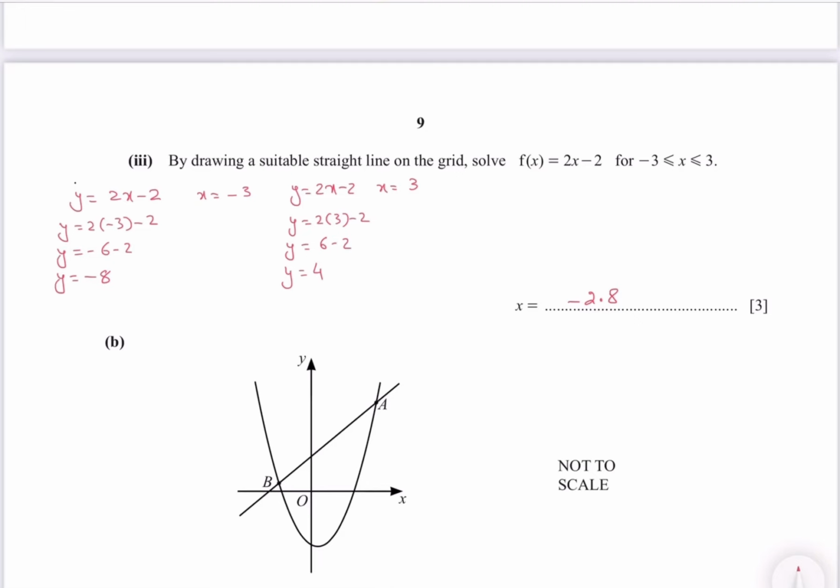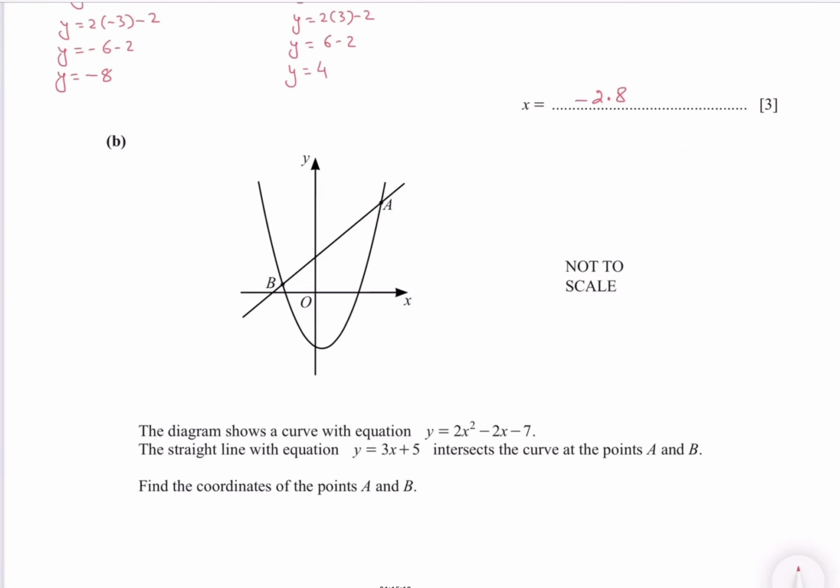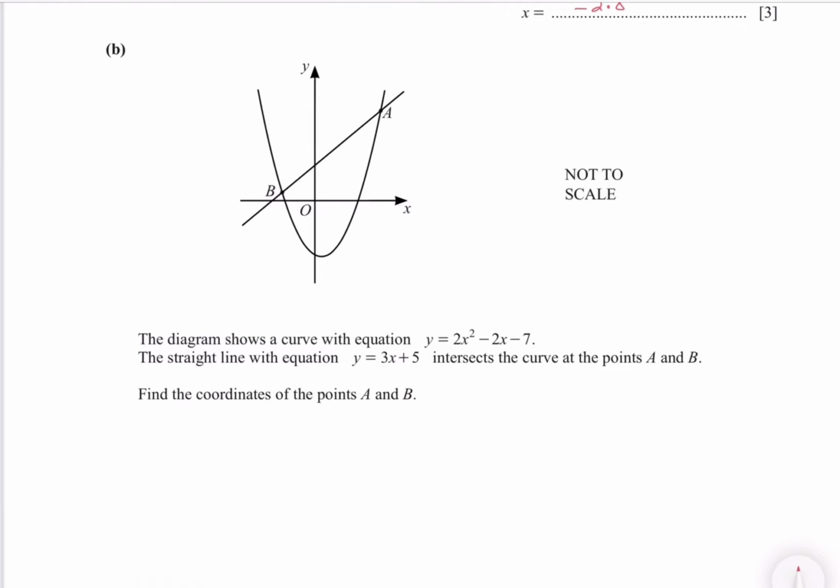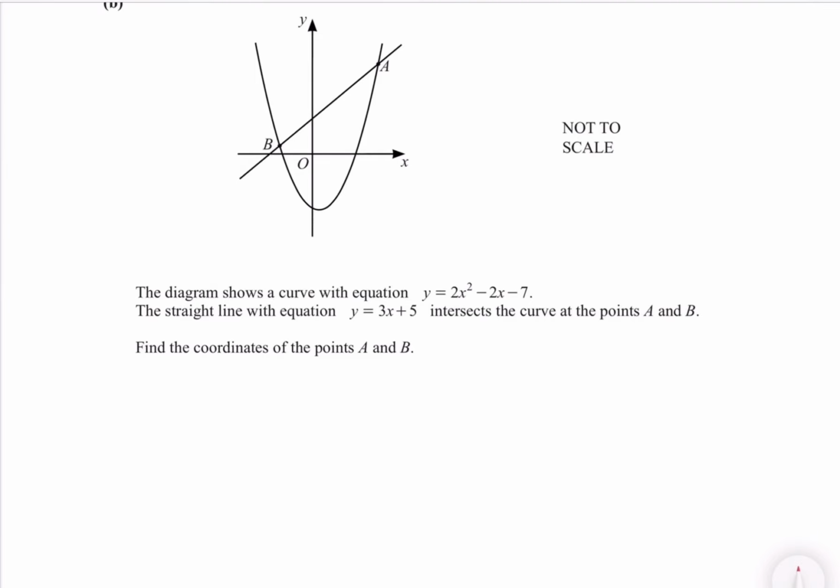Okay, in part B, the diagram shows a curve with equation y equals 2x squared minus 2x minus 7. The straight line with equation y equals 3x plus 5 intersects the curve at points A and B. Find the coordinates of the points A and B. So equate both equations and simplify.